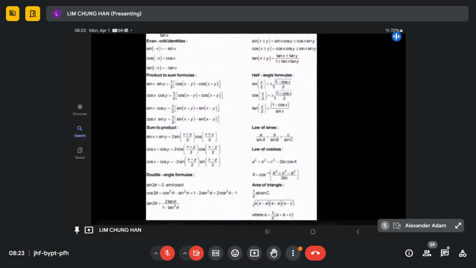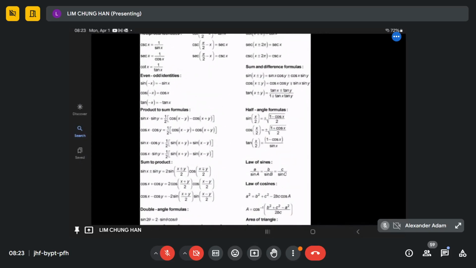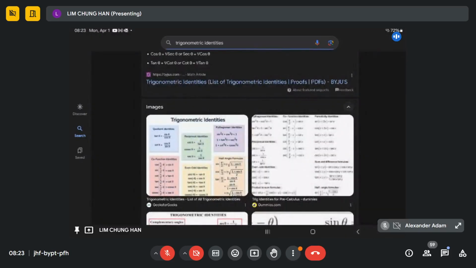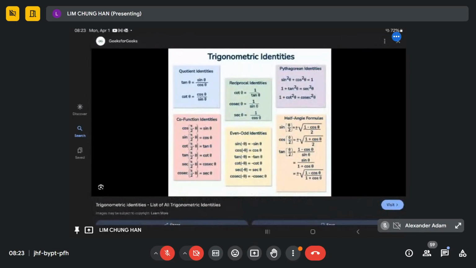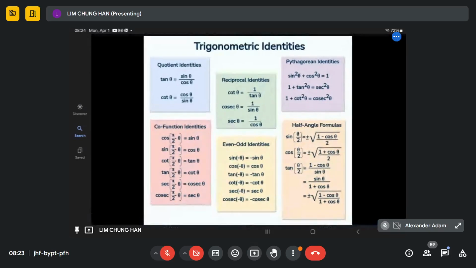But this one looks different from the one I normally use. Let me find the one that I normally use. This one, I think. Yeah, okay, we can use this one. So these are some common trigonometric identities. They are basically rules that link your trigonometric functions.